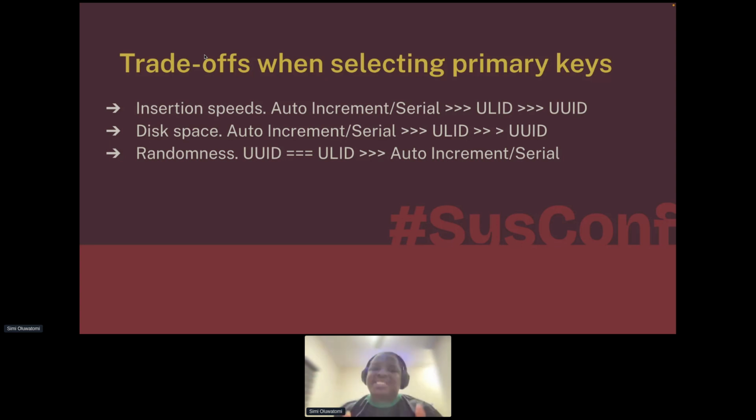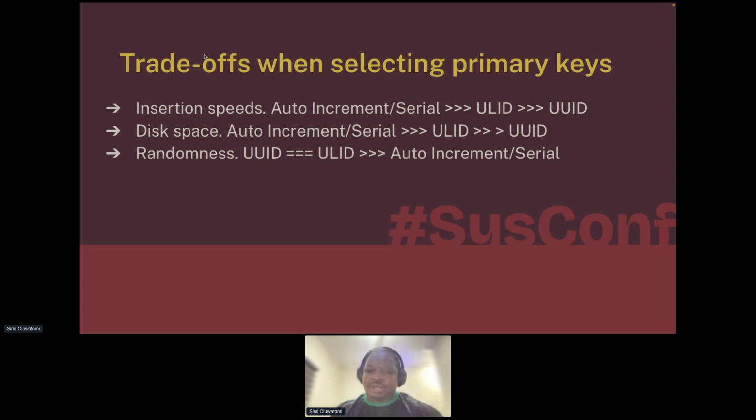So these are some of what I think are the most important trade-offs that you need to consider. Don't just wake up and say, oh, I want a UUID. No. Identify the trade-offs. Don't just wake up and say, oh, they told me that it is ULID that is a new thing. No. Identify the trade-offs.